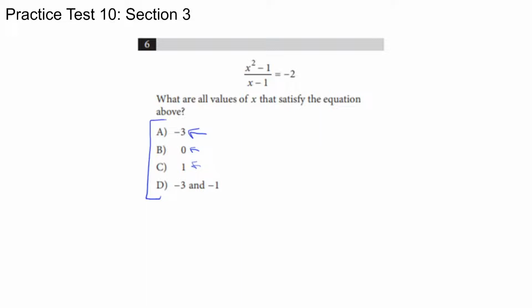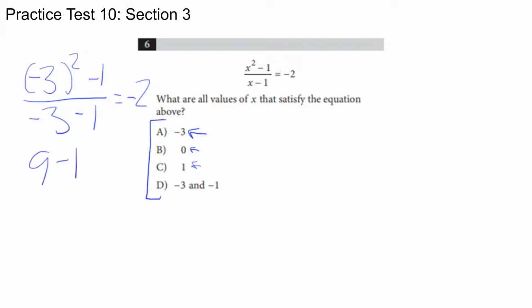C, right? So if I do negative 3 squared minus 1 divided by negative 3 minus 1, I need to see, does that equal negative 2? Negative 3 squared is 9 minus 1 divided by negative 3 minus 1 will give me a negative 4. This will give me 8 over negative 4, which will leave me with negative 2, right? So negative 3 works. So I know my answer is either A or D. I just need to see if that negative 1 also works.